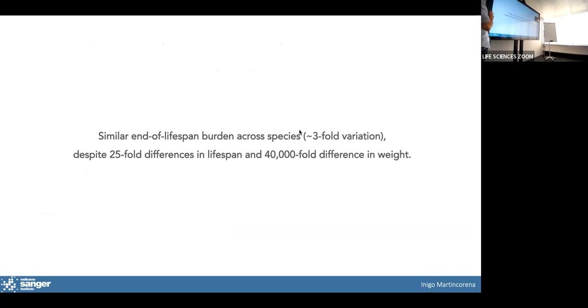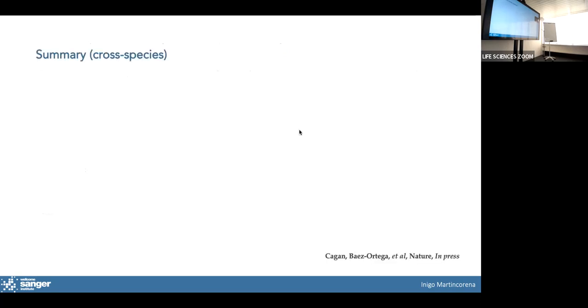So just to summarize, we've seen a similar end of lifespan mutation burden across species, about threefold variation in the rate across species, despite 25-fold differences in lifespan and 40,000-fold difference in weight. So for some reason, that seems to be a relatively invariant across species. If you're interested, we published that earlier this year, if you want to read more details, but this essentially fits a long-standing hypothesis in the field of aging. This had been predicted or speculated about in the 70s, but it had remained untestable.